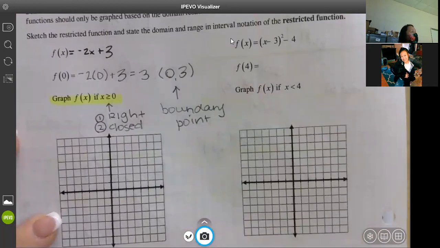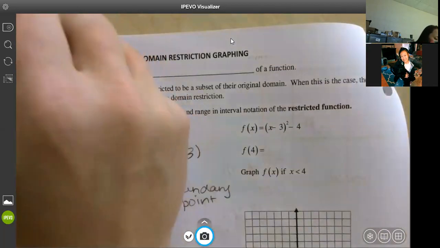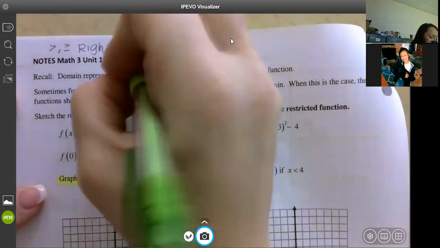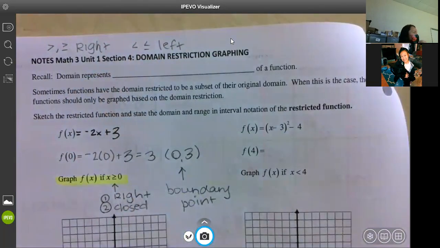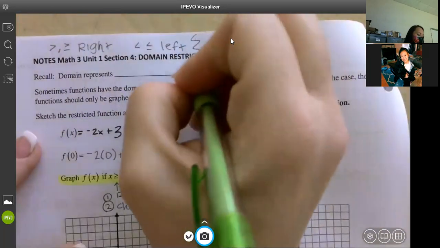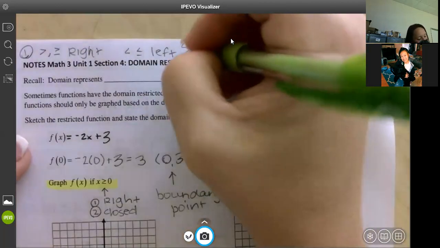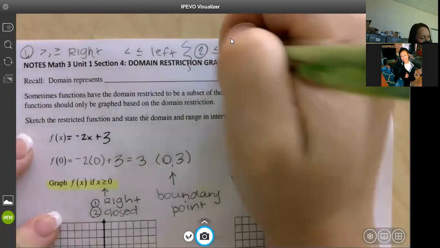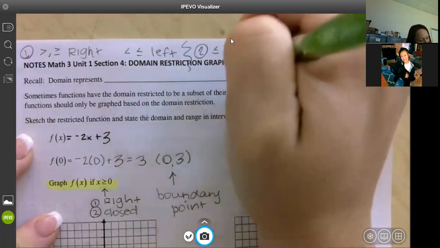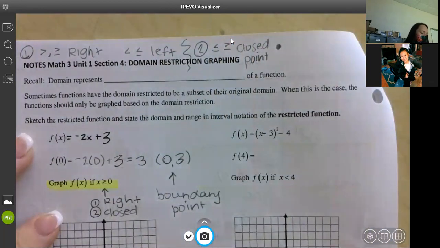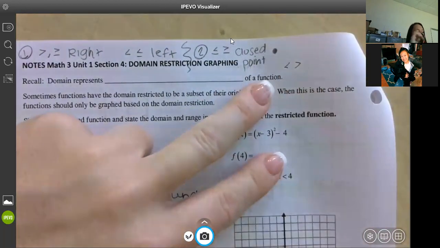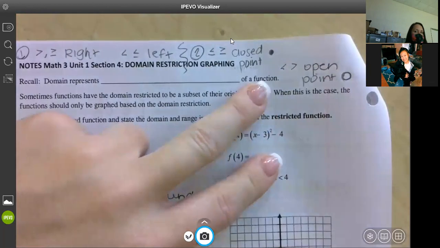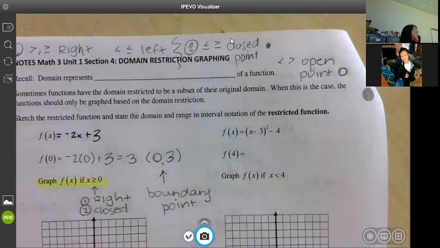So what I'm going to do is go up to the top and review this for just a second. If it is greater than or equal to, we're going to graph to the right. Less than or equal to, we're going to graph to the left. So that's the first thing it told you. The second thing it tells you is if it's less than or equal to or greater than or equal to, it's a closed point. What that means is you actually make a point. If it's less than or greater than, so no equal mark underneath, it's an open point, which is just a circle. That's it. And I over exaggerate my circle so you guys will be able to see that they're not closed in.